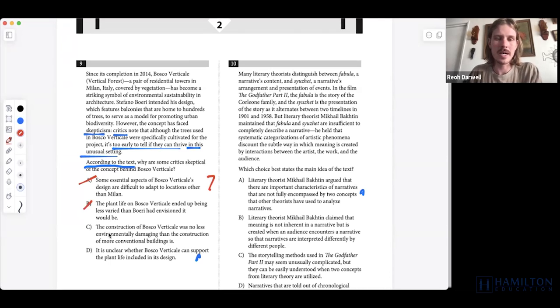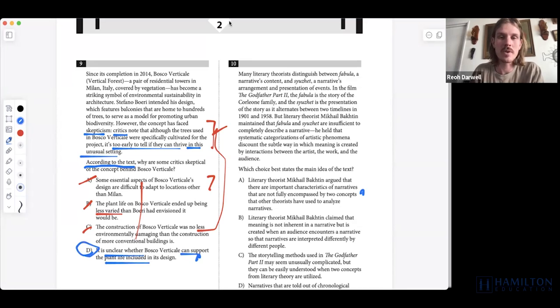B says that it's not varied enough. Did the critics mention that right here? No. And C, the construction was not less environmentally damaging. Is that mentioned there? No. All of these would be interesting criticisms, but they're not there. What are we looking for? Again, we want to say that we can't tell if they'll thrive. Right here, it's unclear whether it will support the plant life in the design. Perfect. That's why we're going to go with D.